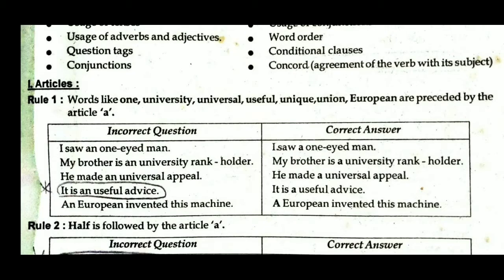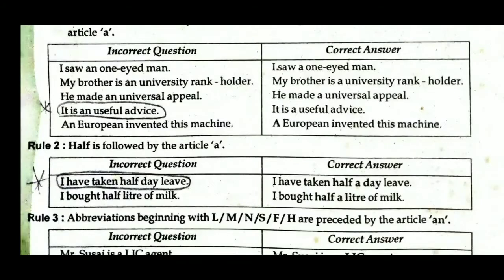Next we'll see: half is followed by the article a. The word half should be followed by the article a. For example, I have taken half day leave. That is incorrect. The correct answer is I have taken half a day leave. Half should be followed by a. I bought half liter of milk is incorrect. I bought half a liter of milk.